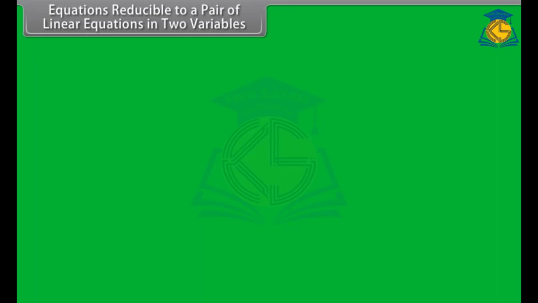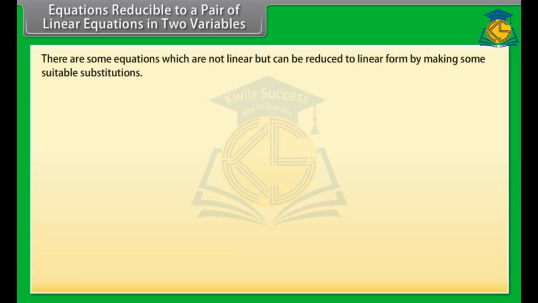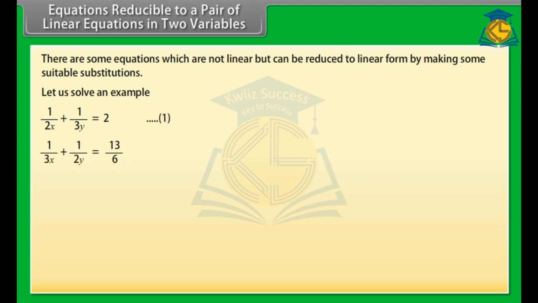Equations reducible to a pair of linear equations in two variables. There are some equations which are not linear but can be reduced to linear form by making some suitable substitutions. Let us solve an example. Solve 1 upon 2x plus 1 upon 3y equals 2, equation 1. 1 upon 3x plus 1 upon 2y equals 13 upon 6, equation 2.